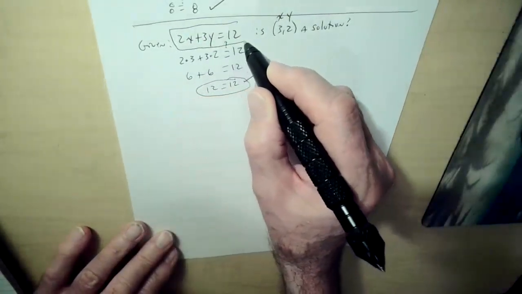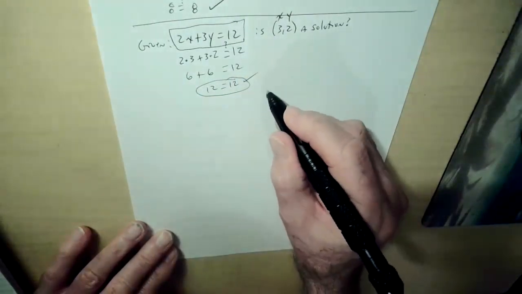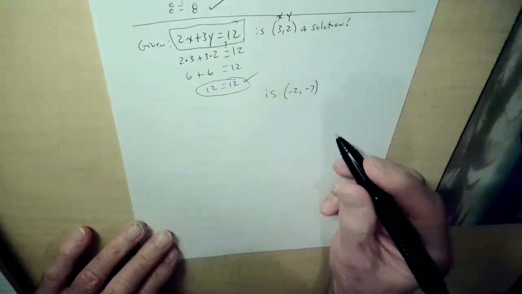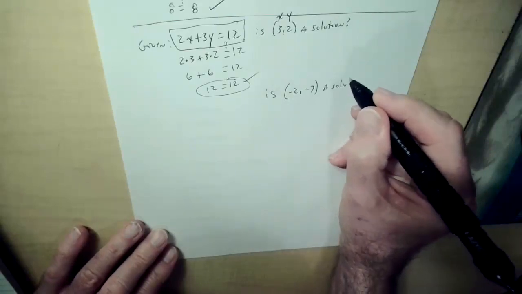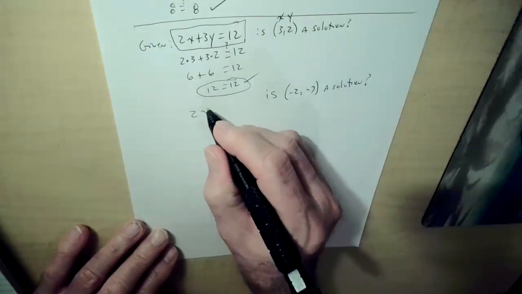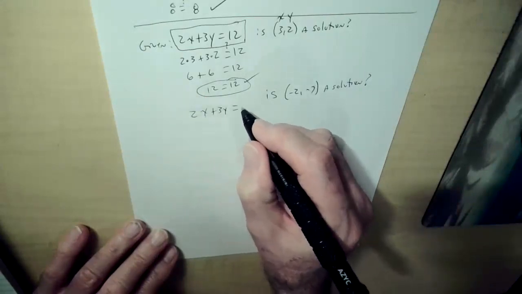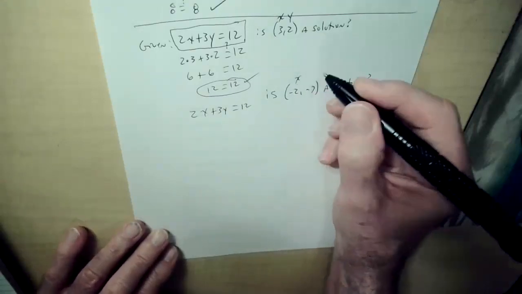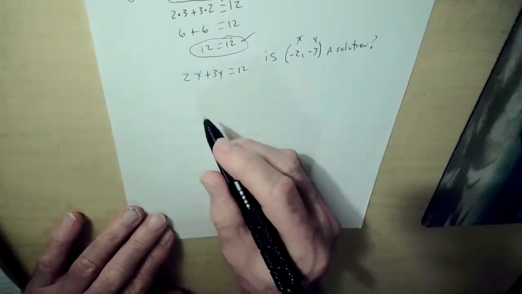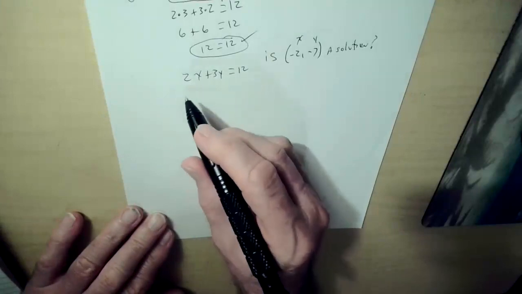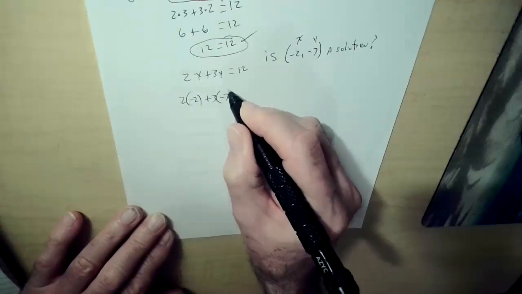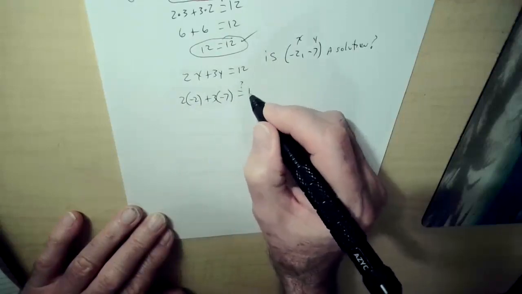Now, how about out of the same equation, is -2 comma -7 a solution? Okay, so we have 2x plus 3y equals 12. This is x, excuse me, that's y. So the x, we're going to plug in -2, so we have 2 times -2 plus 3 times -7.